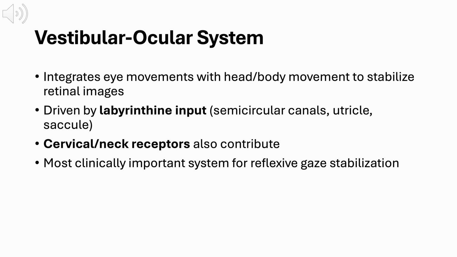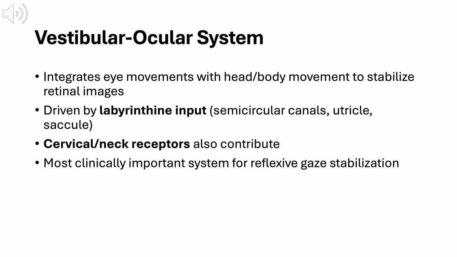After vergence, the last major supranuclear system to understand is the vestibulo-ocular system, which is fundamentally about keeping vision stable when the head or body moves. Its primary job is image stabilization. When the head moves, the eyes automatically move in the opposite direction so the image stays fixed on the retina. This system is driven primarily by labyrinthine input from the inner ear.